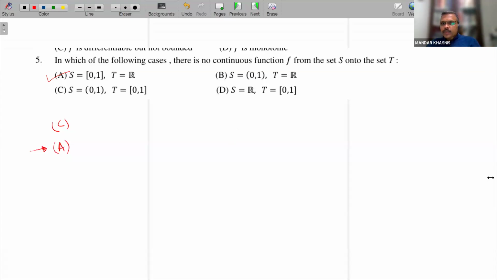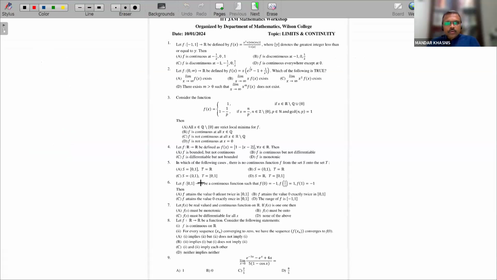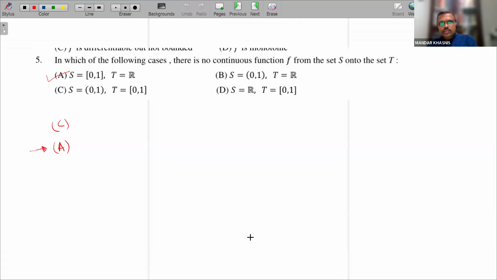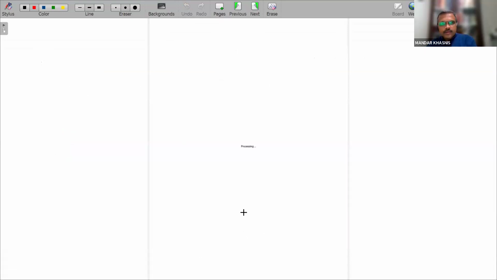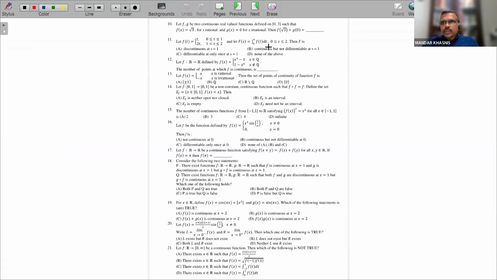I can't see the chats parallelly, so that is my problem. Fine. Shall we move fast to the next? I'm not going to discuss 6th, 7th, 8th. Even 9th is simply L'Hopital rule. So we can go ahead to the further questions.